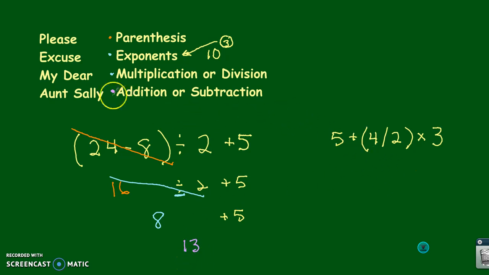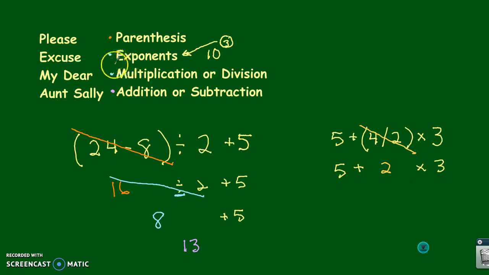Okay, let's do one more problem here. So again, we start with parentheses first. Parentheses in this problem are in the middle this time. 4 divided by 2 is 2. I'm done with that portion of the problem. So I bring down the rest of the problem. 5 plus 2 times 3.